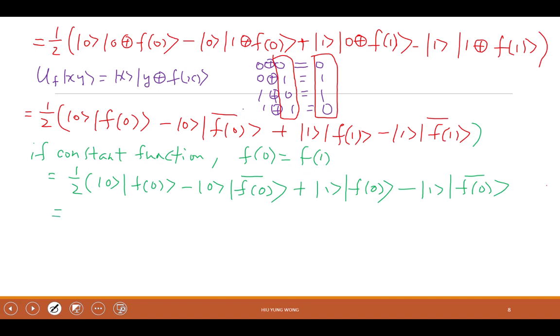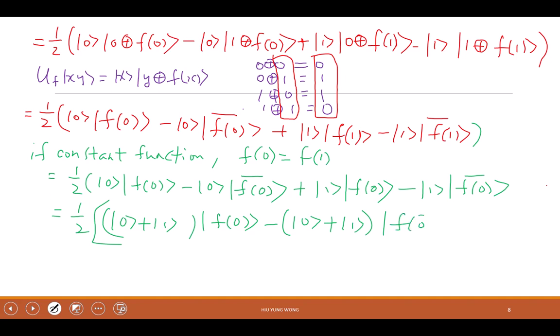Now, let's try to see if we can do something. I try to group the f of 0 together. I have this term. Look at this. 0 plus 1. They all have f of 0 as the least significant qubit, right? So I can do it this way. Do you agree? And similarly for the other one, I can have 0 plus 1. I put negative outside.